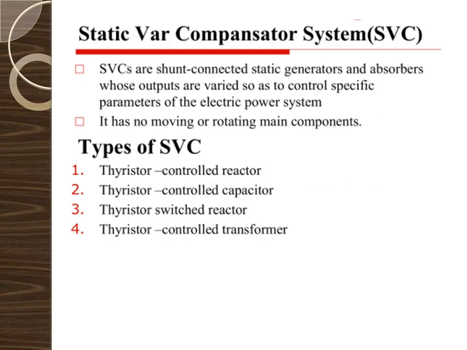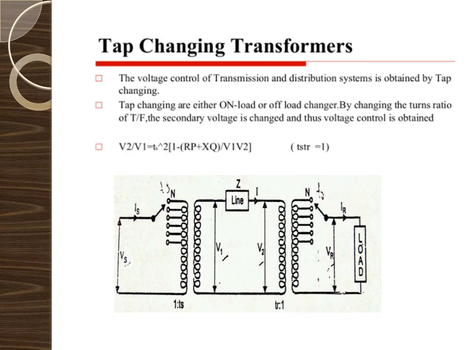Next method is static VAR compensation. Static VAR compensators are shunt connected static generators and absorbers whose outputs are varied so as to control specific parameters of the power system. It has no moving or rotating components. Types of static VAR compensator: thyristor controlled reactor, thyristor controlled capacitor, thyristor switched reactor and thyristor switched capacitor.